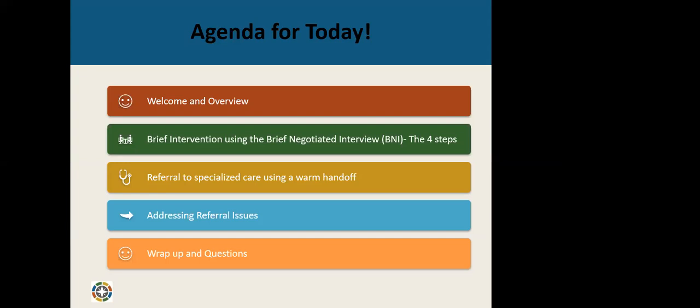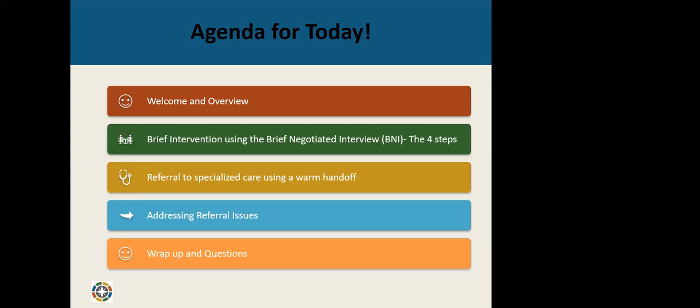We will break that down into 4 steps. Having some structure around that has been very helpful for individuals who maybe aren't as accustomed to having these types of conversations or aren't as familiar with motivational interviewing, which really is utilized as the spirit of this brief intervention as it's presented.